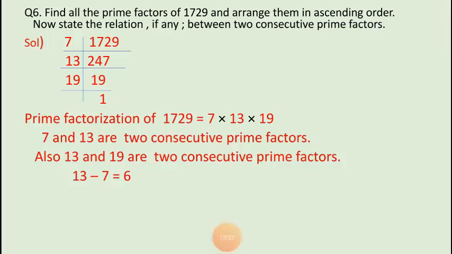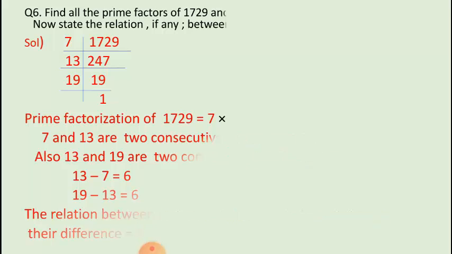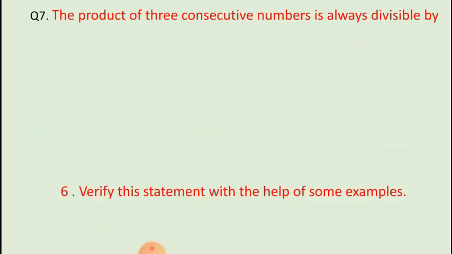Now if we look to get the relation between these two consecutive prime factors, here it comes 6. Okay, either we compare 13 with 7, or we compare 19 with 13. In both cases we are getting the difference as 6. Okay, so we can write that the relation between two consecutive prime factors is that their difference is equal to 6. Is it clear? Now come to question number 7.